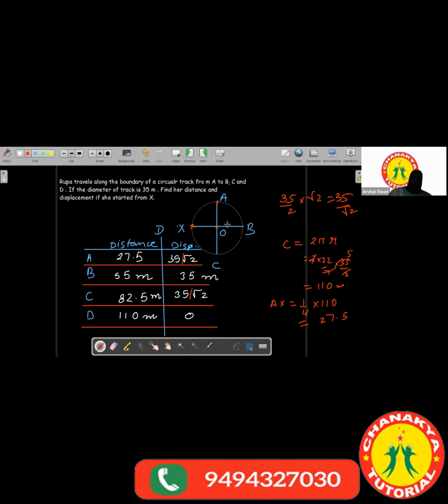Similarly, when you are at B, the distance is half of the circumference, which is 55. Okay, fine. And in the same way the displacements have been calculated.